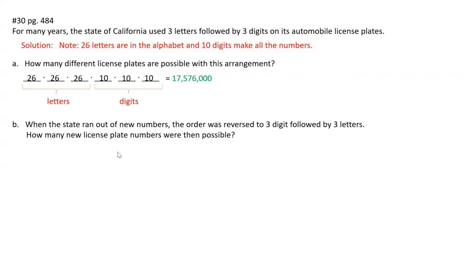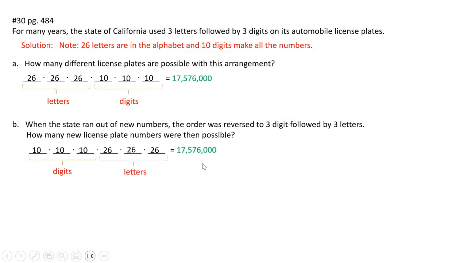Now for part B. It says here, when the state ran out of new numbers, the order was reversed to 3 digits followed by 3 letters. How many license plate numbers were then possible? Right, so they switch the order. So the first are the 3 digits and then the 3 letters. So again, there's no restriction. So the digits will be 10 times 10 times 10, and the letters will be 26 times 26 times 26. So the solution will be the same as part A.